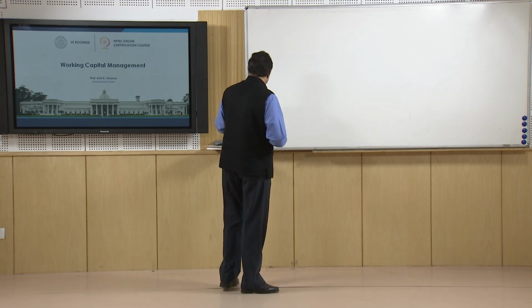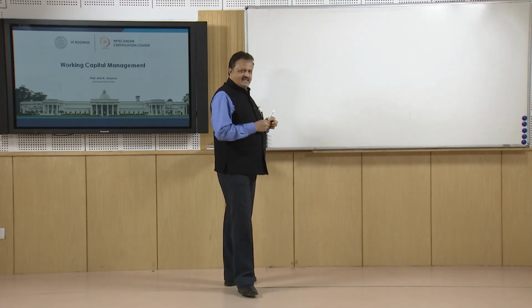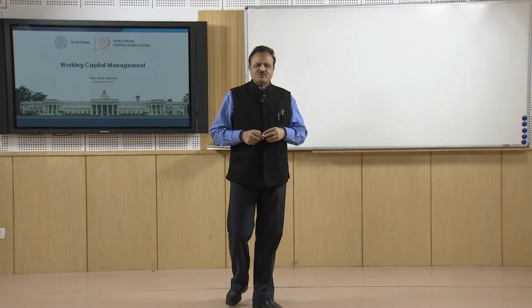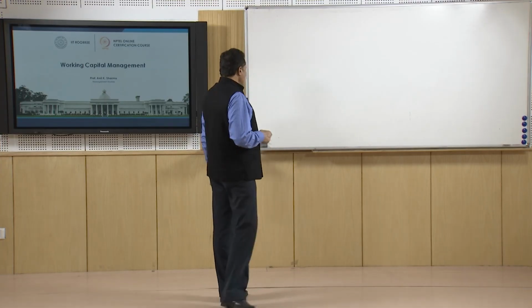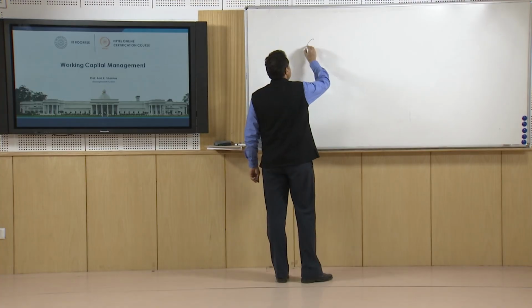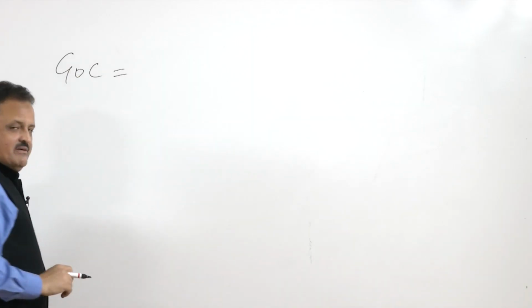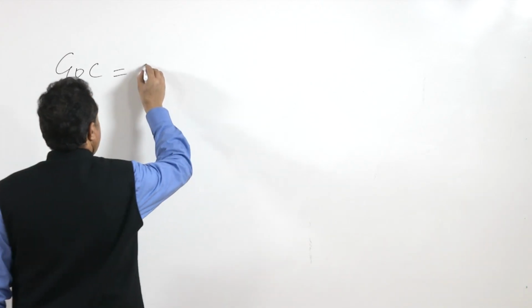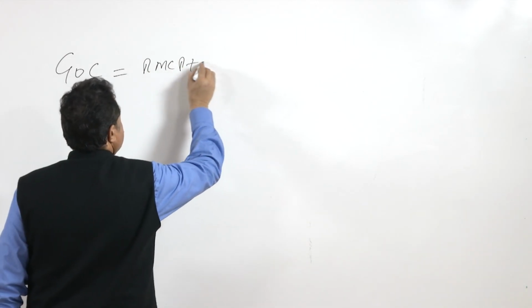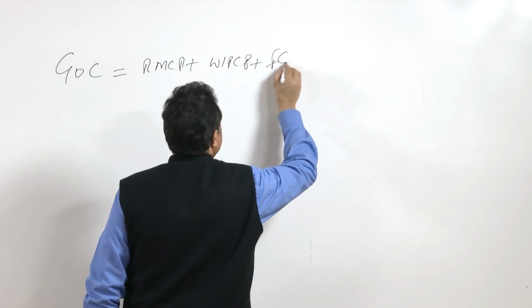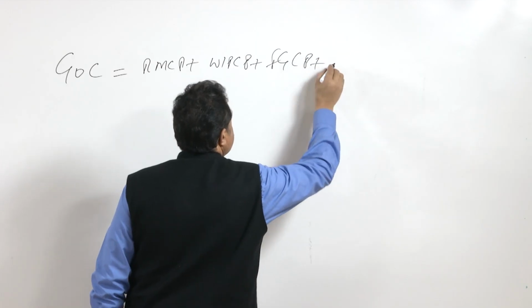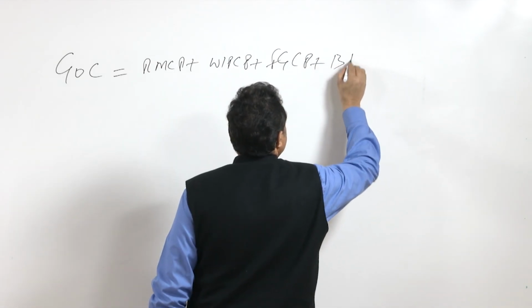So in that part we discussed that we have two types of operating cycle. One was the gross operating cycle, GOC, and the other one was the net operating cycle, NOC. And we learned how to calculate the gross operating cycle and the net operating cycle. In case of the GOC we saw the different stages, that is the raw material conversion period plus the WIP conversion period plus the finished goods conversion period, and then plus the BDP, that is the book debts period.